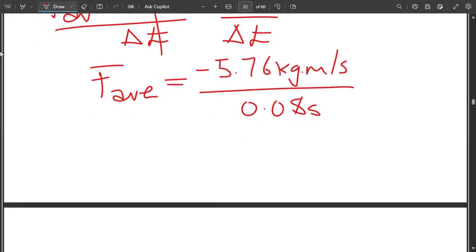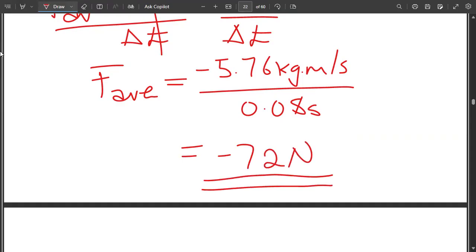Okay, so negative 5.76 kg meter per second divided by 0.08. This should give us negative 72 newtons. That means the average force acting on ball B is 72 newtons, but acting in the opposite direction to the initial positive motion. So that is the magnitude of the force that is acting on ball B.